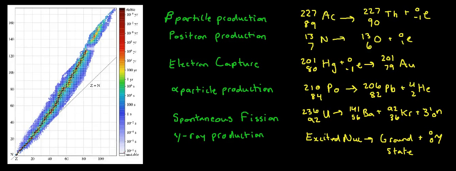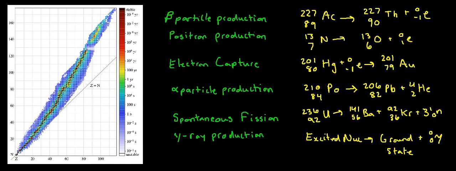Types of radioactive decay can be broken up into two main categories: those that change the mass number and those that do not. The purpose of radioactive decay is to bring an unstable nucleus into the zone of stability.